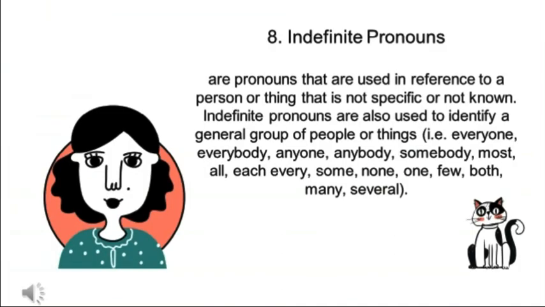The eighth is indefinite pronouns. Are pronouns that are used in reference to a person or thing that is not specific or not known. Indefinite pronouns are also used to identify general groups of people or things. There is everyone, everybody, anyone, anybody, somebody, most, all, each, every, some, none, one, few, both, many, and several.